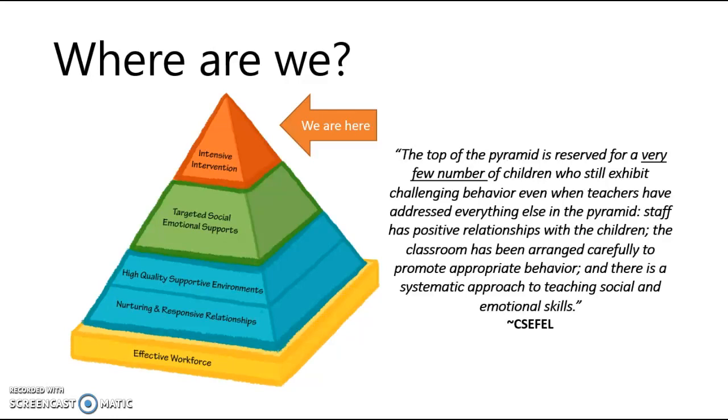So they have, looking from the bottom, that effective workplace. They've created those strong relationships with the children and amongst each other. They have high quality environments that are set to reduce challenges and increase engagement in learning. They are teaching social emotional skills. They are targeting the children who maybe need a little bit more support. All of those things are happening, and there are children who still are unable to be successful. That's what the top of the pyramid is really most focused on, those kiddos who really need that intensive intervention and support in order for them to be successful.